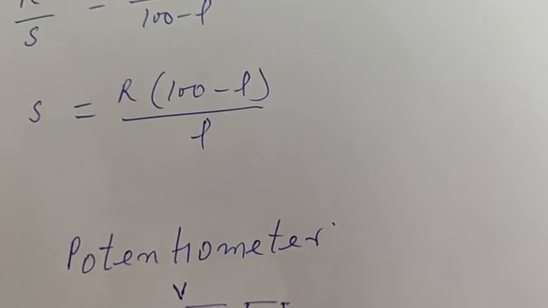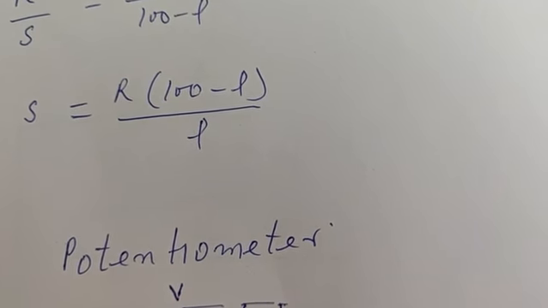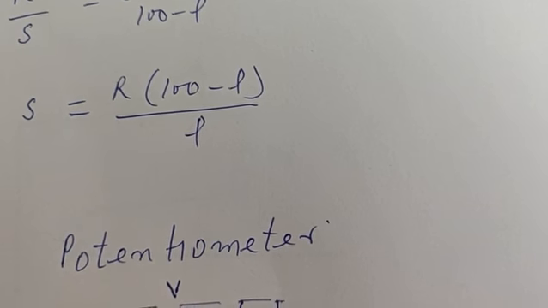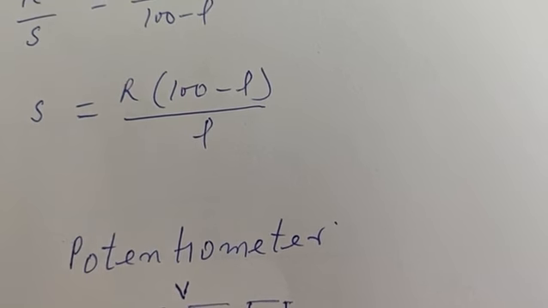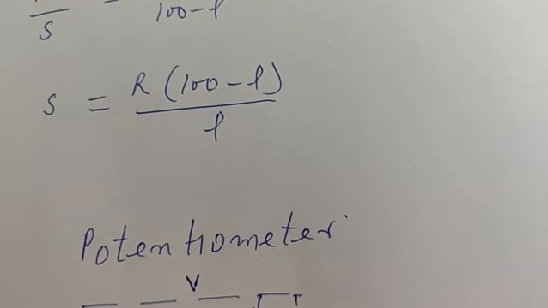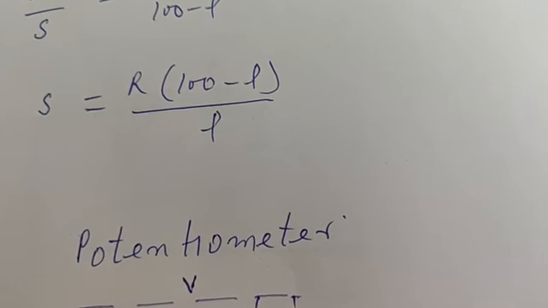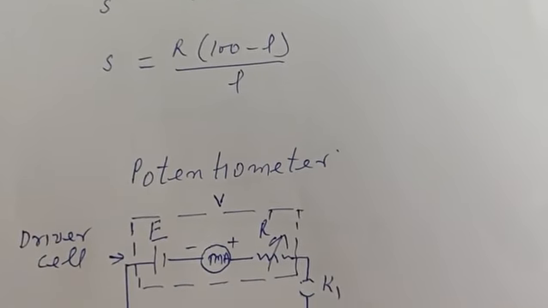For calculating the area of cross section, we will measure the diameter of this wire using a screw gauge. It means we know the diameter, so we can calculate the area of cross section. Our next topic is potentiometer.